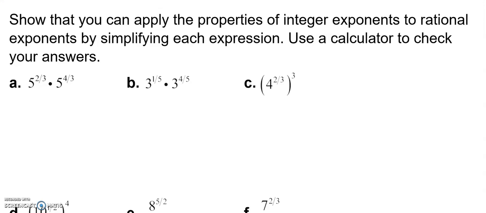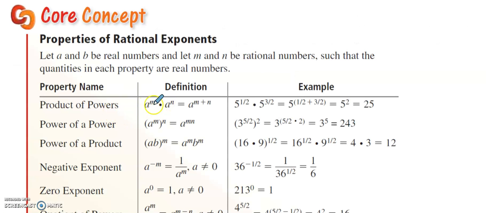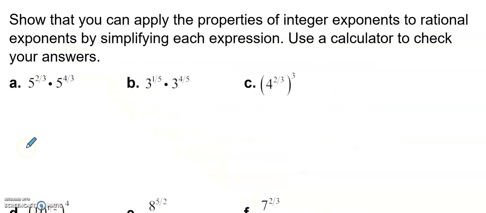All right, let me get my pen. All right, so let's look at the first one here. So I have 5 to the 2/3 times 5 to the 4/3. So if I go back here, that is the product of powers. So I know I'm going to add the exponents. So this becomes 5 to the 2/3 plus 4/3.